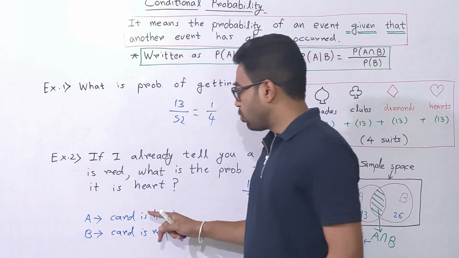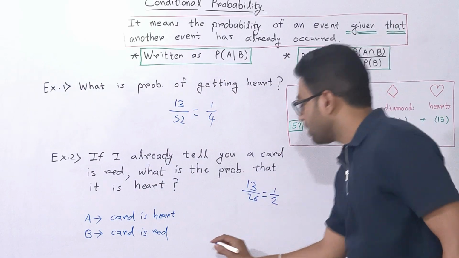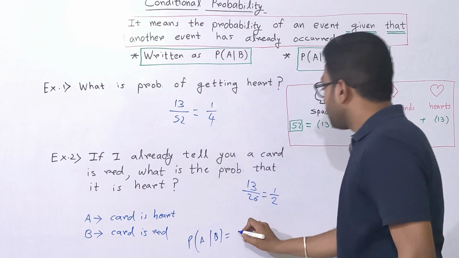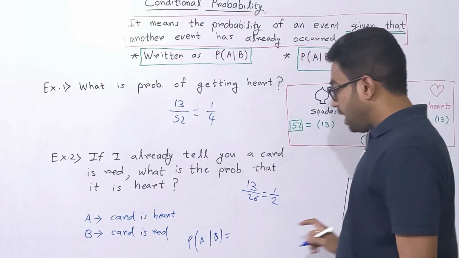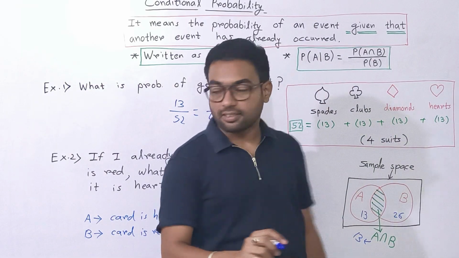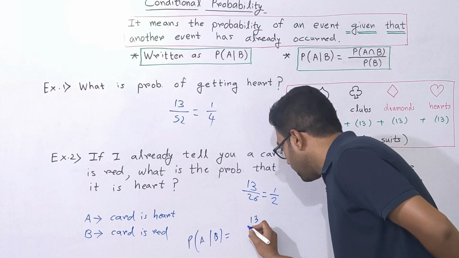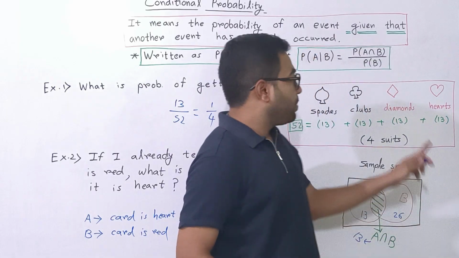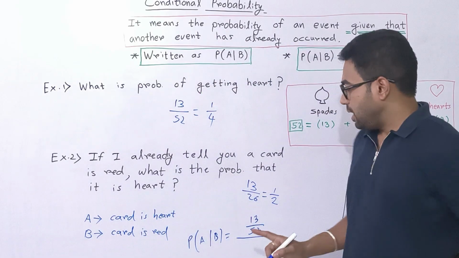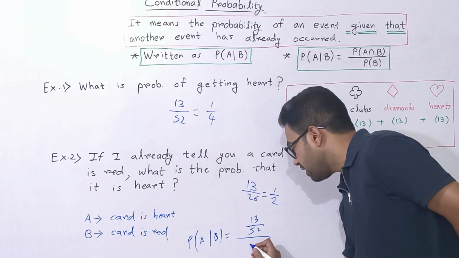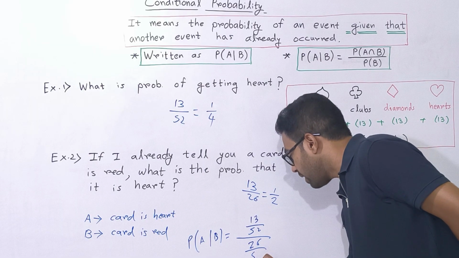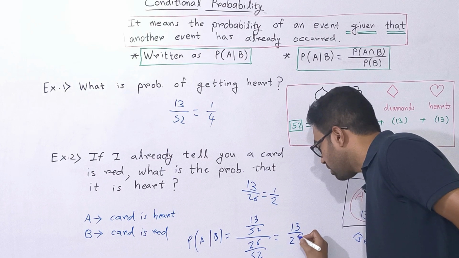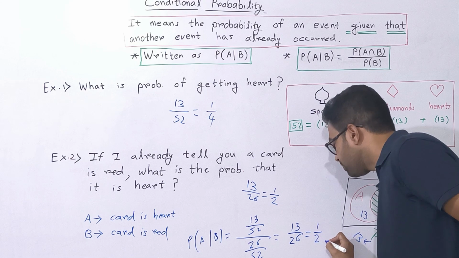Now, if I want to go by the definition of conditional probability, P of A given B is equal to P of A intersection B. A intersection B contains 13 cards, so it is 13, total number of outcomes 52, divided by P of B. B means red cards. How many red cards are there? 26, so divided by 52. The 52 gets cancelled, and we get 26, that is 1 by 2.